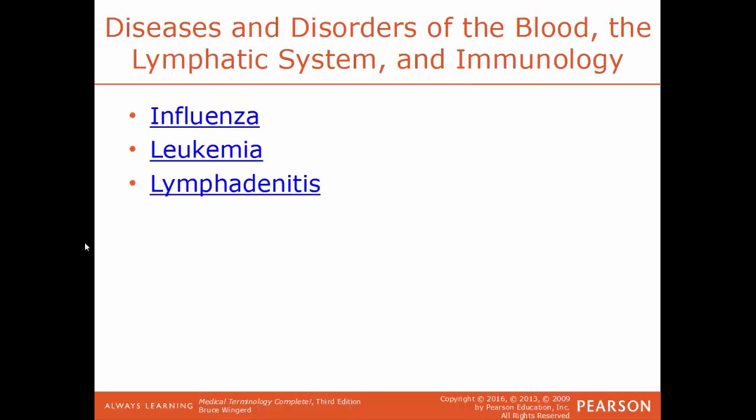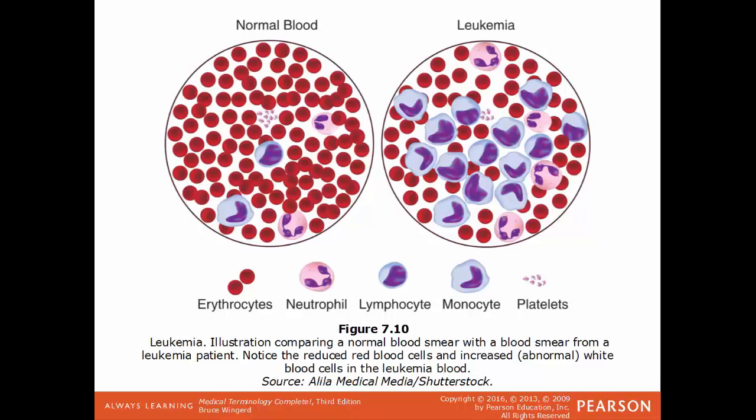The lymphadenitis, this is an inflammation of the lymph nodes. It's often caused by a bacterial infection. Alright, in this illustration, we have a comparison of normal blood versus blood with leukemia. In the circle on the left here, you have an example of how a normal blood sample would look.